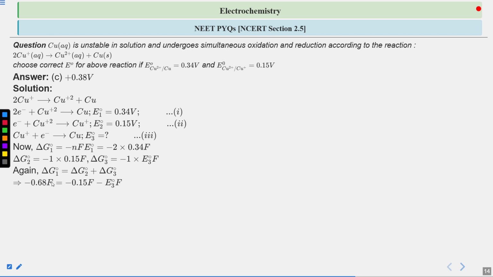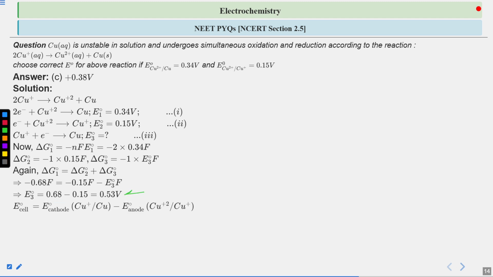So minus 0.68 Faraday equals minus 0.15 Faraday minus E03 Faraday, right? Now Faraday is a constant, so we can simply take it common at the right hand side and cancel it out with the Faraday on the left hand side. The only remaining variable is E03, and other than that only numerical terms are present. So simply you can add or subtract the terms to get the E03 value. So E03 will be 0.68 minus 0.15, which equals 0.53 volt.